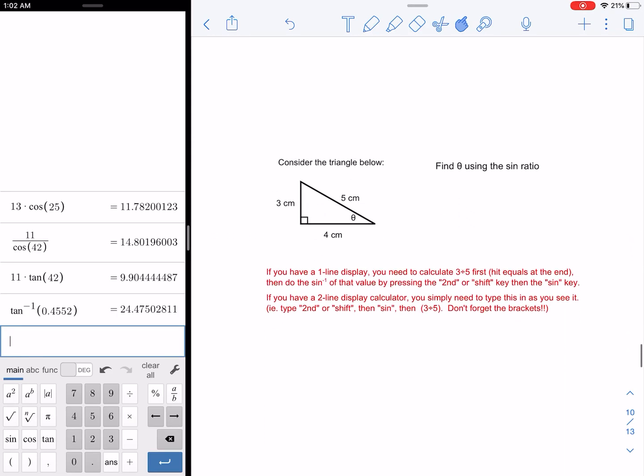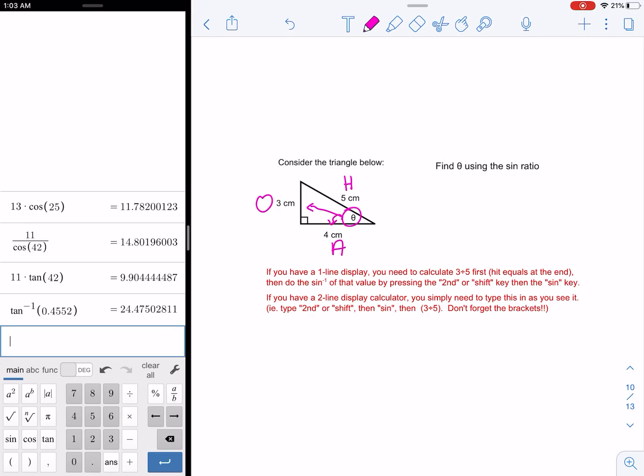All right, so let's consider this triangle here. We want to find theta using the sine ratio. So theta, this is my reference angle again. I seem to keep putting the reference angle in the same spot, but I hope you realize that if I move the reference angle, that just moves where the opposite and the adjacent are. The hypotenuse is always going to be here. So this side is the opposite side, this side is the adjacent side.